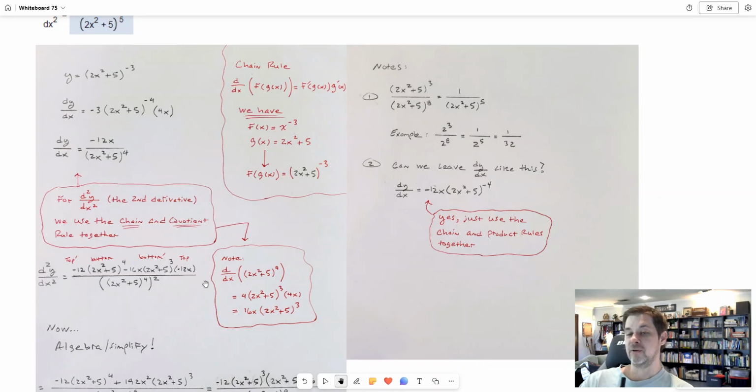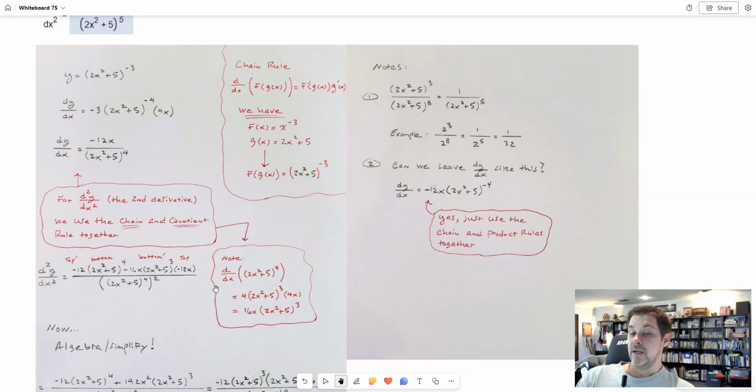Okay, now for the quotient rule. I could summarize the quotient rule like this. It is the derivative of the top function, I wrote top prime there, times the bottom function as it is, minus the derivative of the bottom function, I wrote bottom prime right there, times the top function. Okay, over the bottom function squared.